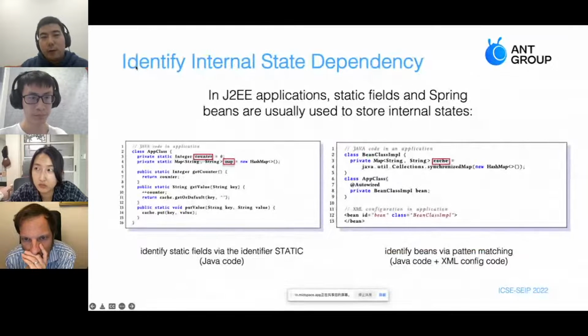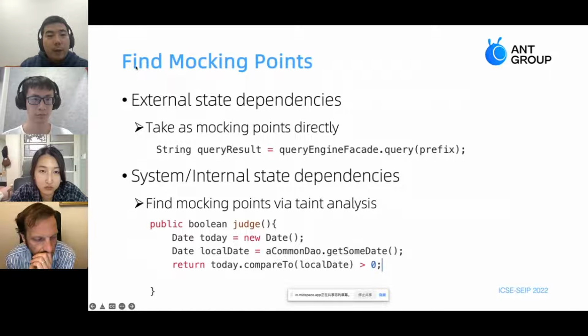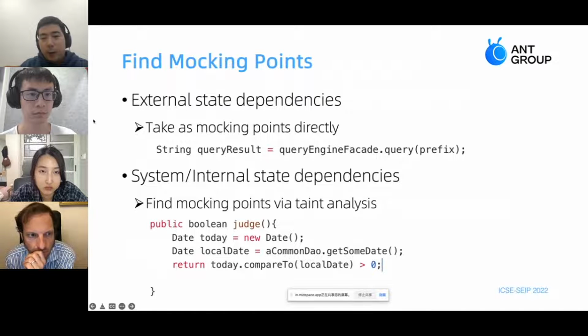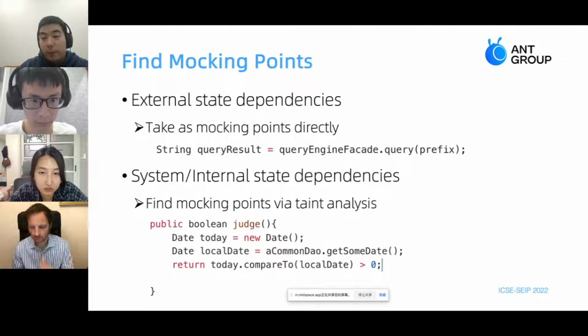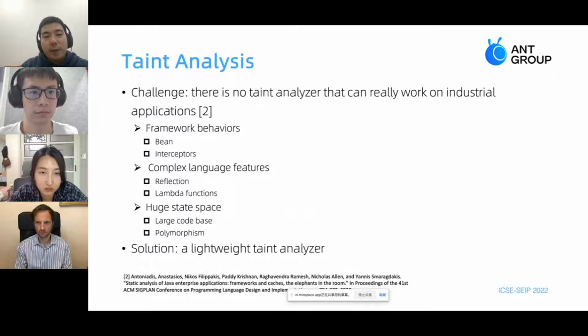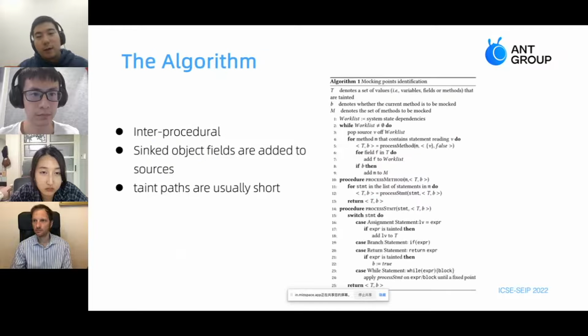Like the internal state dependency is like the Java beans and the static variables. Here is the external, like the RPC, the proximal calls. But we found that some mocking points cannot be mocked directly, like the new date. So we do taint analysis to find the real mocking points. I will not go into details of this, but we have implemented a lightweight taint analyzer to do this.